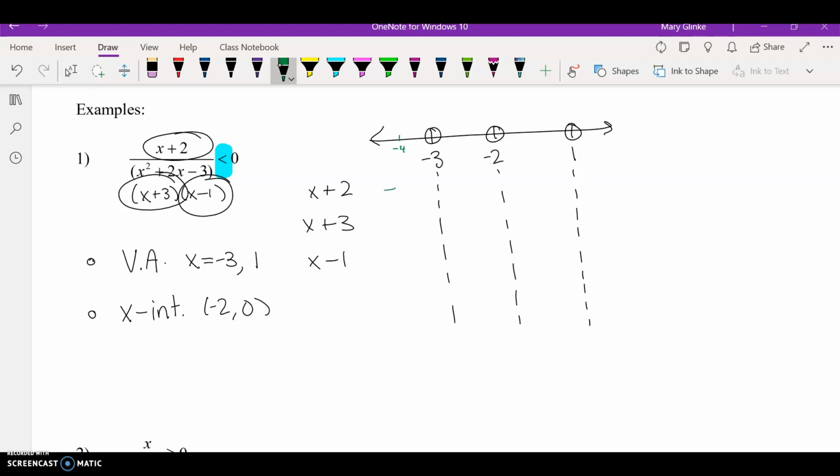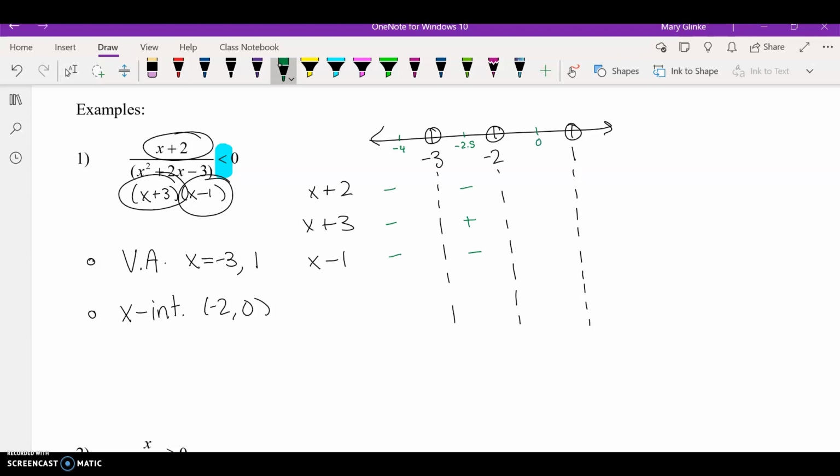So this first one would be negative. This next one would be negative. And that third factor would also be negative if I plugged in -4. Then I'm going to go to the next interval. I'm going to plug in something like -2.5. If I do -2.5 plus 2, that is still a negative number. If I plug in -2.5 plus 3, that now is a positive number. And the very last one here would be a negative number.